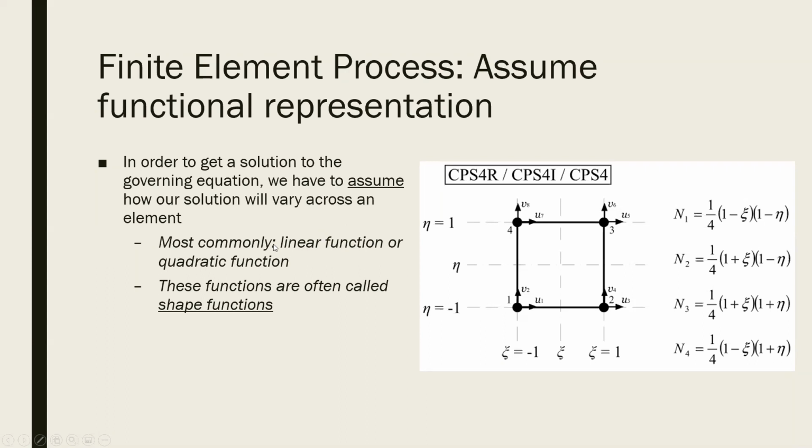But the hope is that, if you assume a simple solution, but then you mesh your geometry such that all the elements are small enough, then you're going to get a solution that's close enough to reality. We'll go through this throughout the class, but I just wanted to introduce the concept to you. These functions here, the ones that you assume for the solution, are called shape functions. You'll hear that term used quite a bit throughout the class, especially in the latter half of the class.